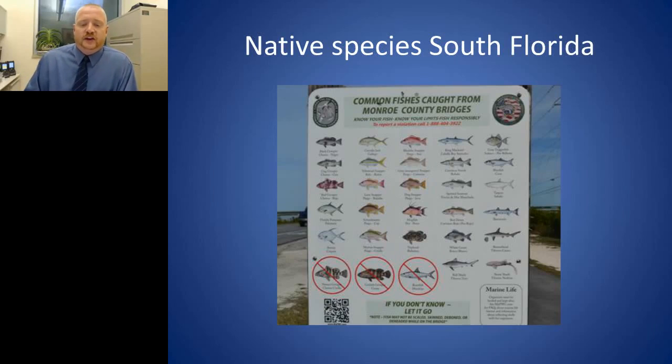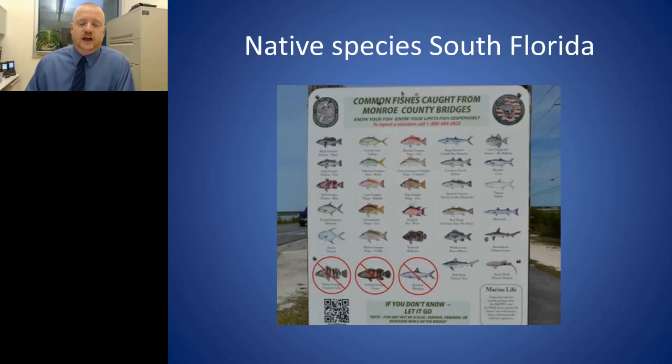So this is a picture I took while down in the Keys, and these are just a number of common fishes that are caught in Monroe County bridges. I mean, there's a million of them, so there's lots of opportunities for marine research when you're on the coast. There's groupers and snappers and pompano and hogfish and mackerel and triggerfish.